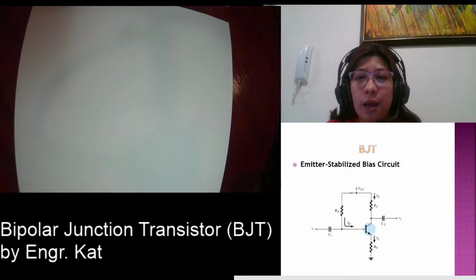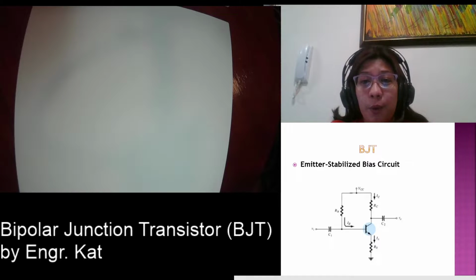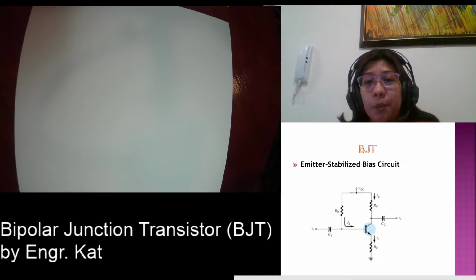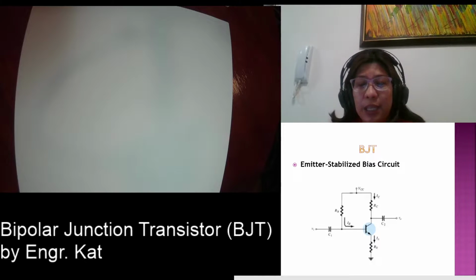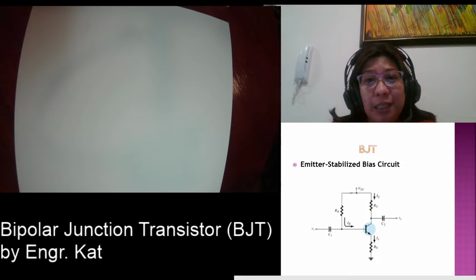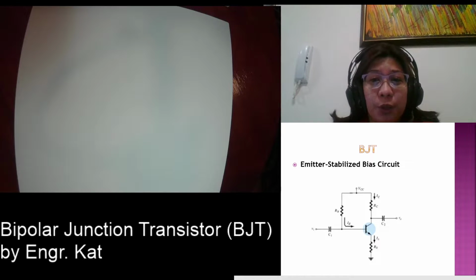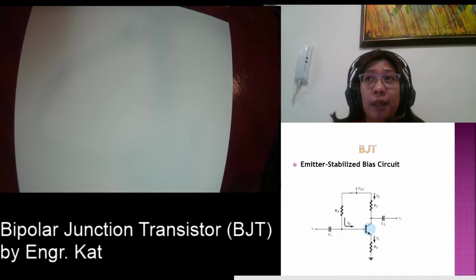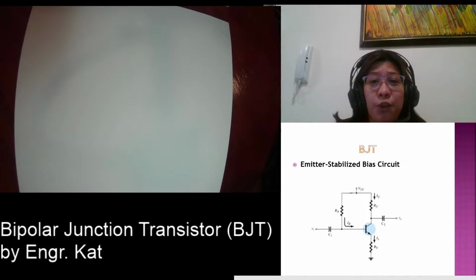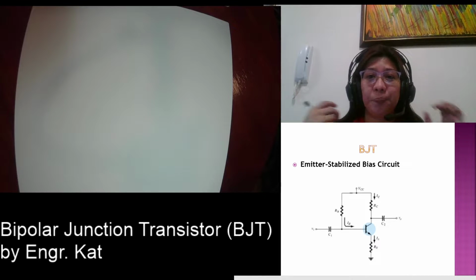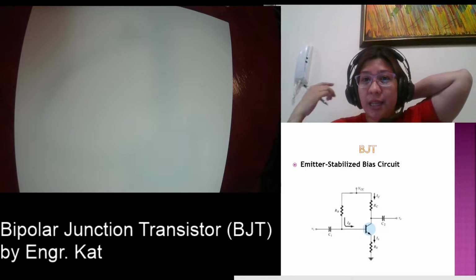Okay, so we have ended our first video about the DC biasing for BJT with fixed bias configuration, and we have concluded that fixed bias configuration is very simple in the construction because you will only be needing two resistors, RB and RC. But we found out that upon changing the value for beta, the circuit is not very stable.